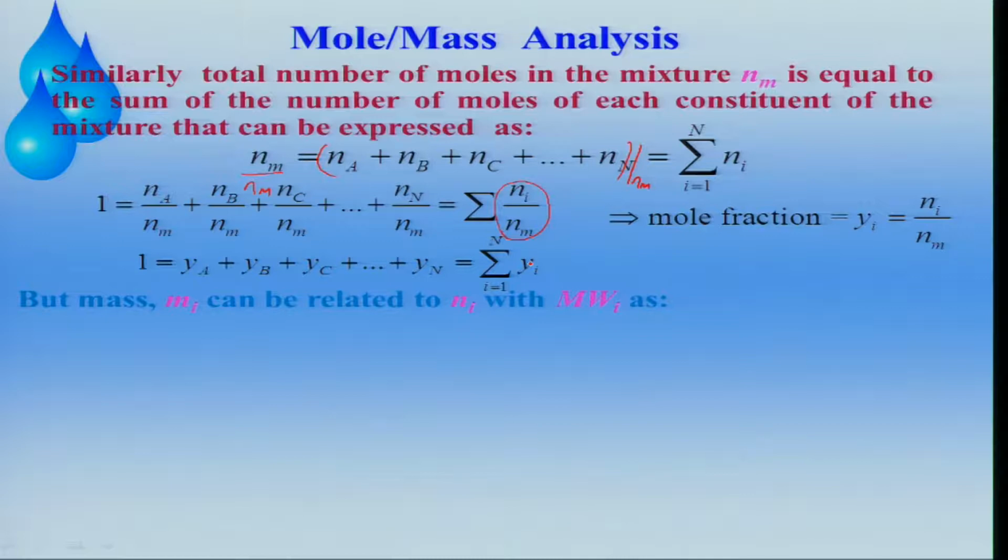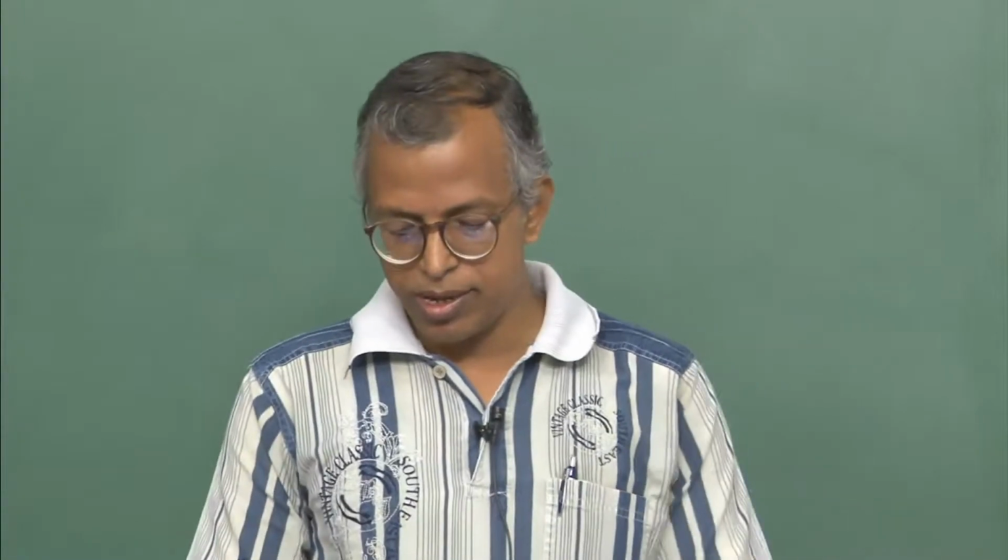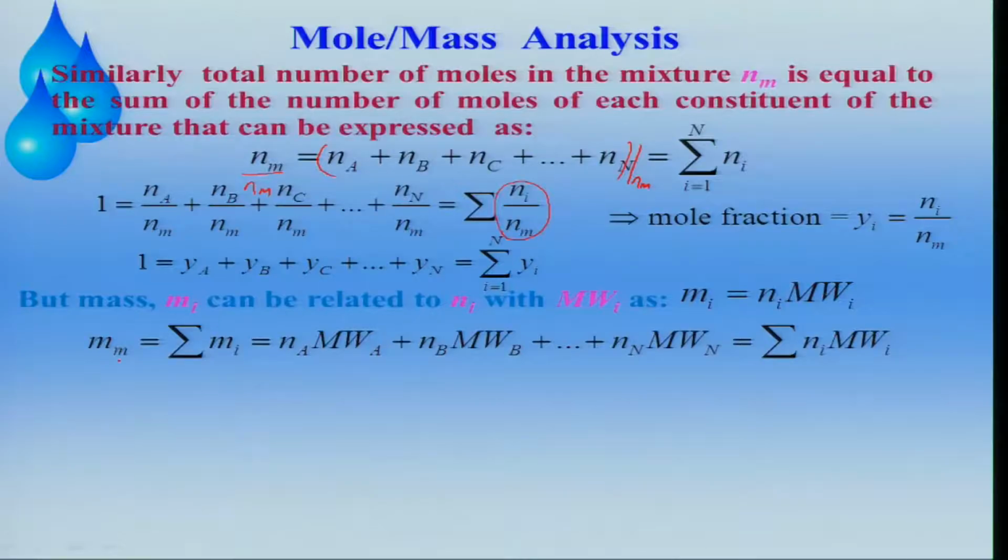But the mass Mi can be related to mole, of course, with the help of molecular weight MWi, because we know that Mi is equal to Ni MWi, where i is the ith species. It can be carbon monoxide, it can be oxygen, it can be any other species. Okay. So, then I can write Mm is the summation of Mi, and is equal to Na MWa plus Nb MWb and till the nth species. In compact form I can write Ni MWi, where i is equal to 1 to n.